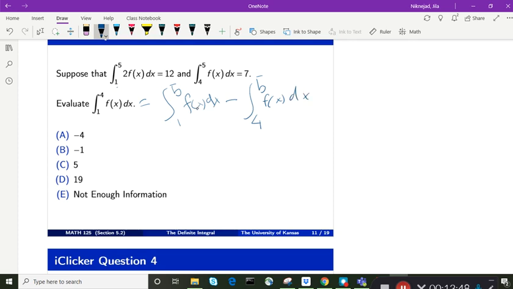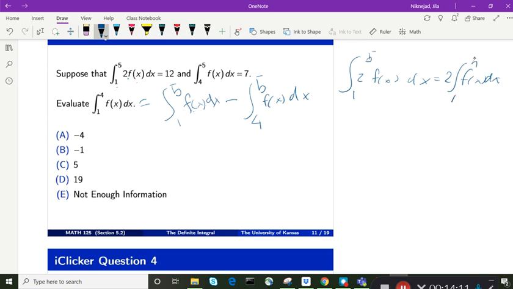And here I have a 2. Here I don't have a 2. What do I do for here though? And so the integral of 2 f of x dx is equal to 2 times the integral of f of x dx. Let's put the bounds in.